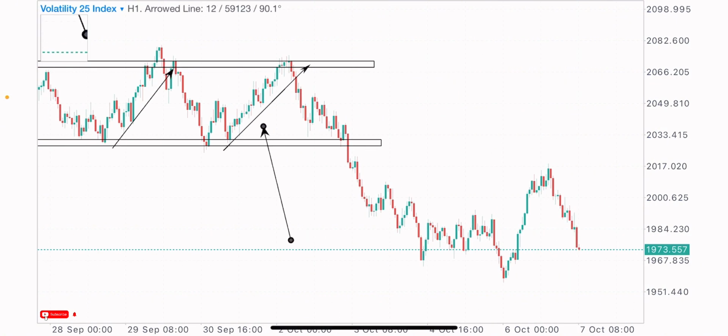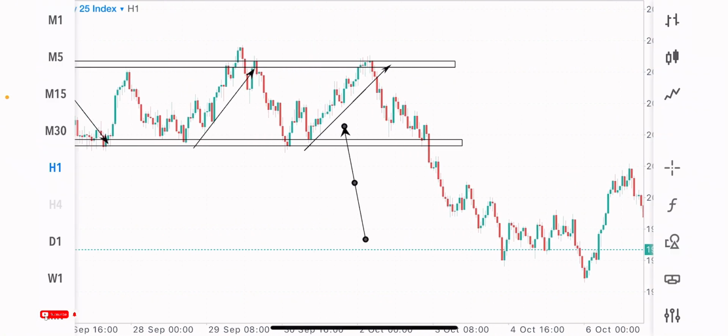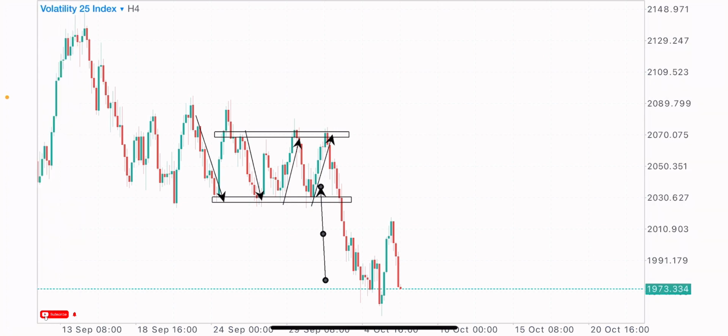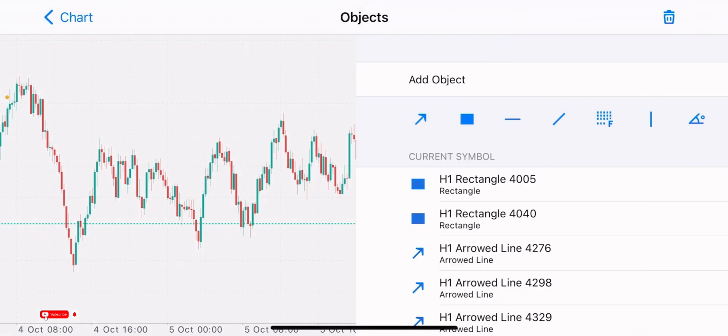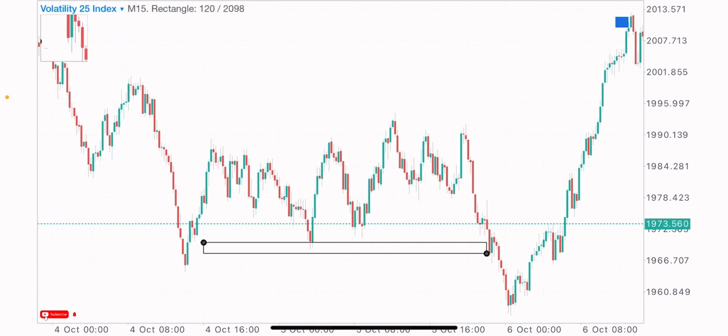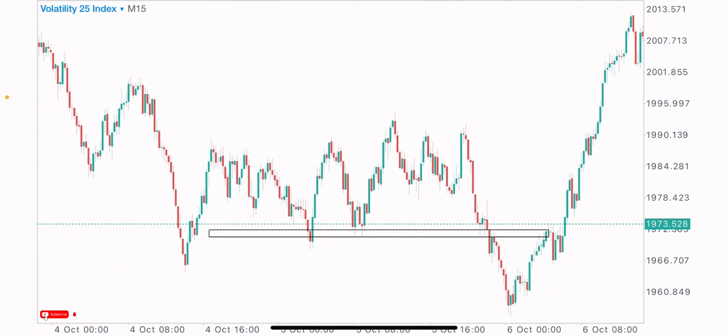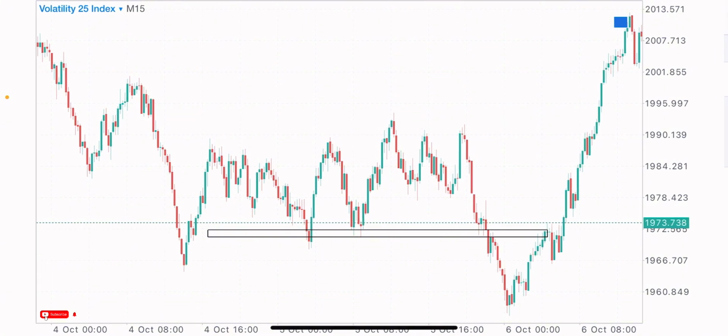This level of resistance can be identified on any time frame. It can be identified on the 4-hour time frame, right? It can be identified on the 5-minute time frame, the 15-minute time frame. We can see that we've got a level of support at this point as well on the 15-minute time frame. Right, we've got a level of support here and a level of resistance at this zone.